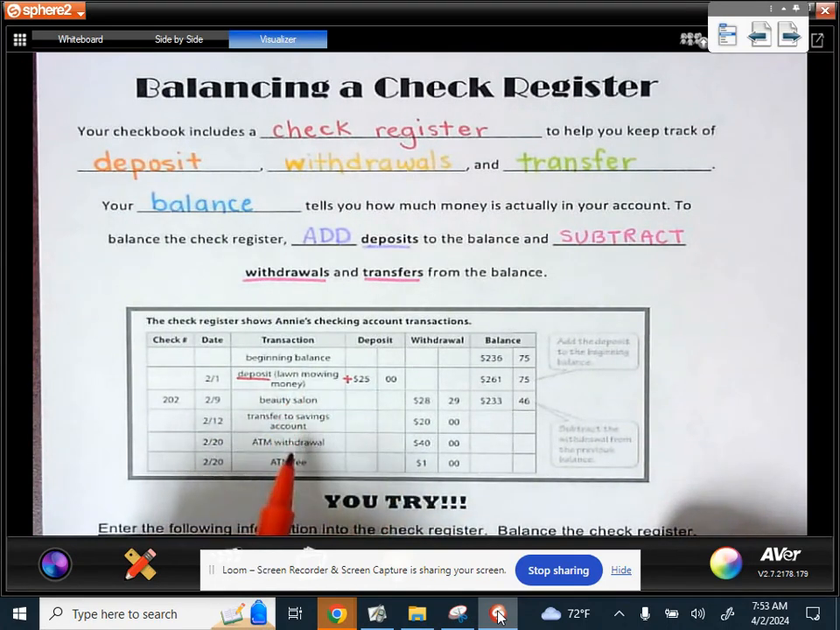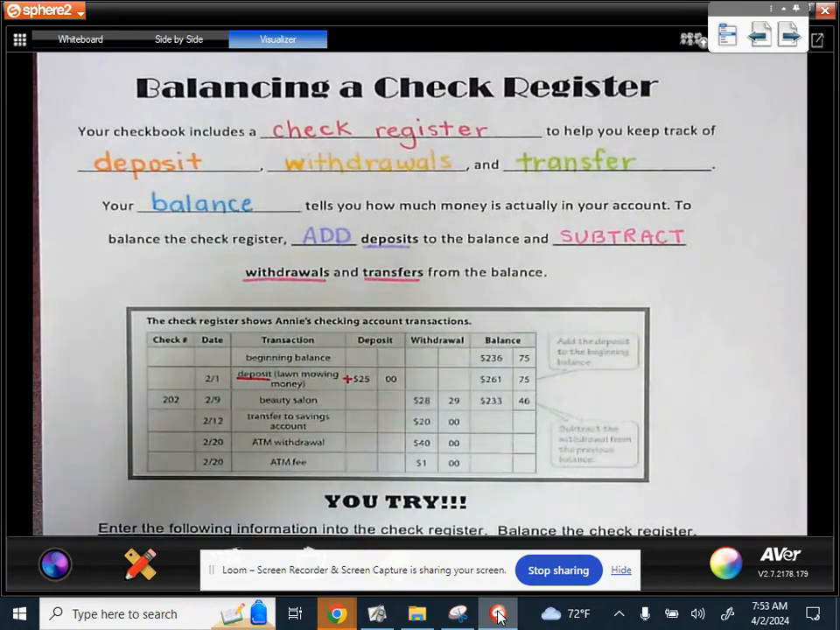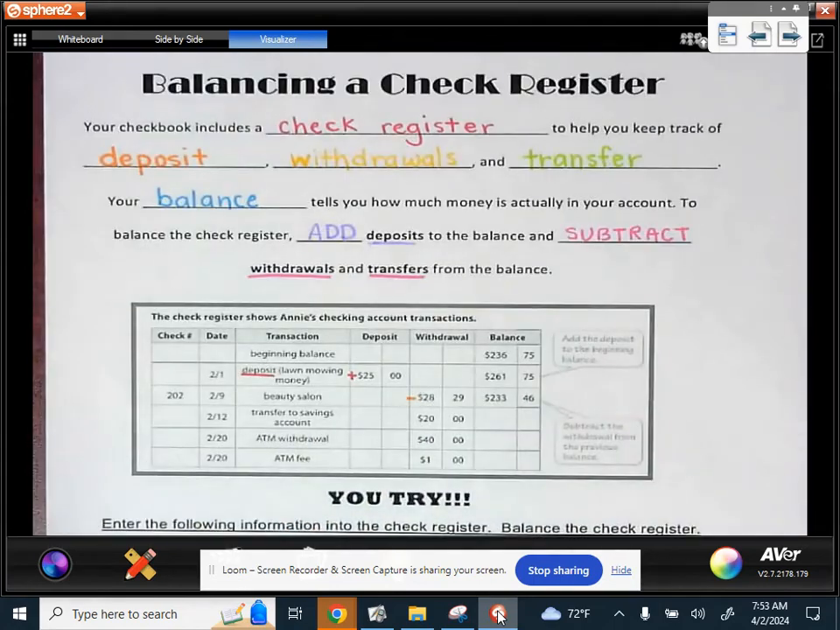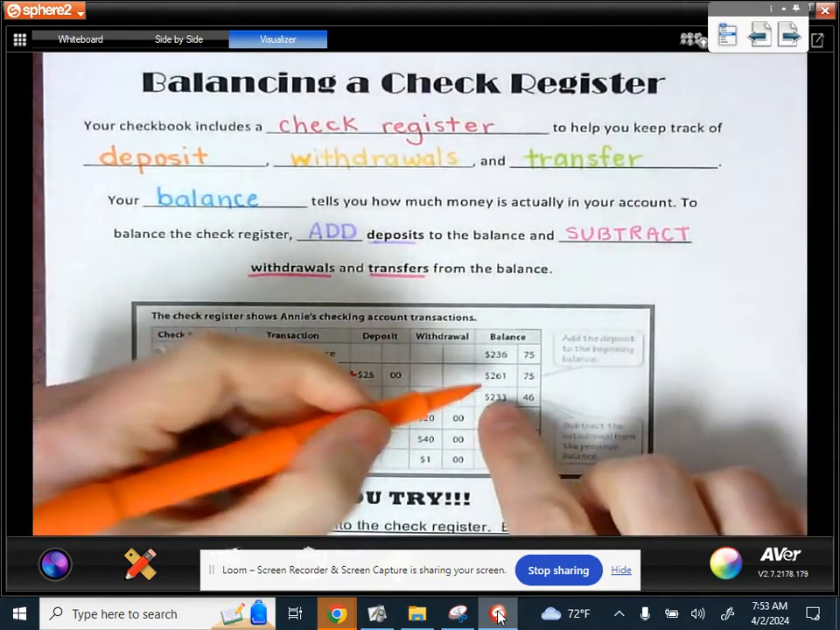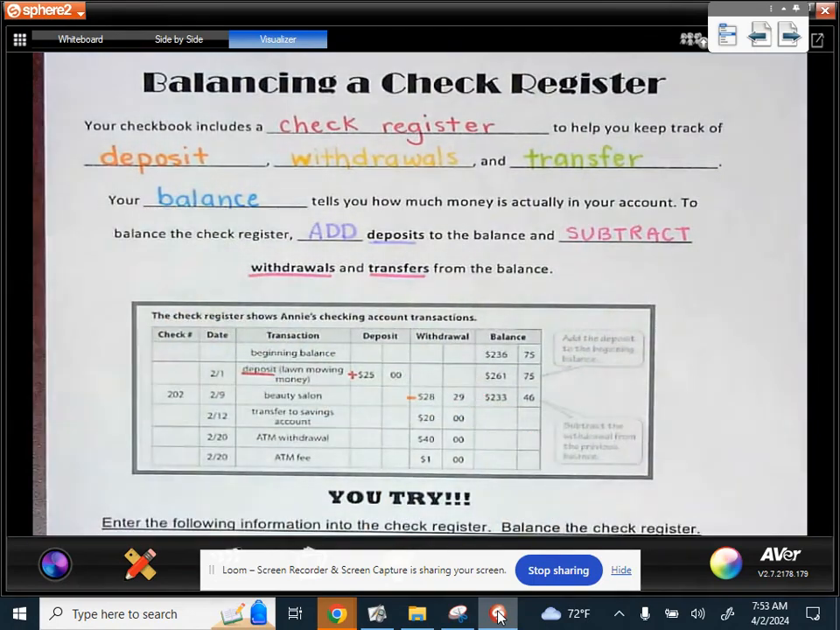And remember, if it's not a deposit, it's a withdrawal. So everything besides deposits goes in the withdrawal column. And remember that if it's a withdrawal, it has to be subtracted. So you pay the beauty salon, which means you have less money now. They've taken out the $28.29, and we now have $233.46.